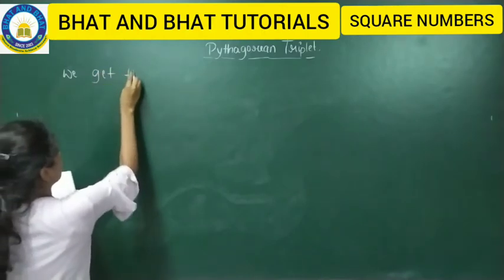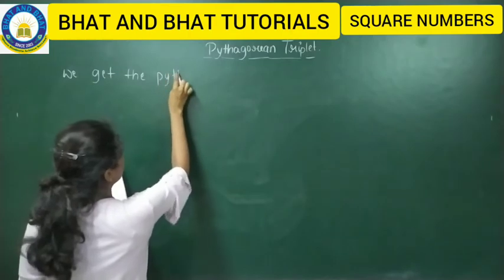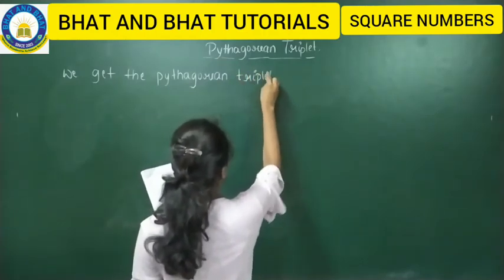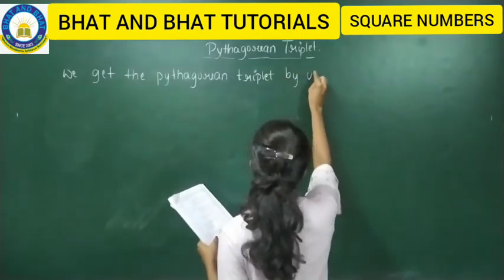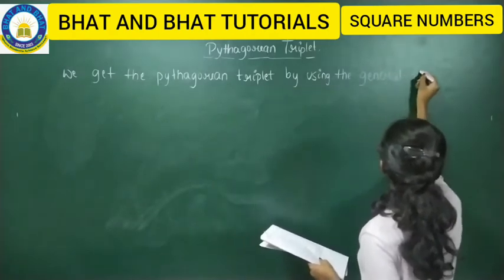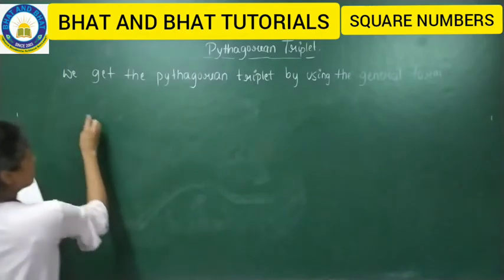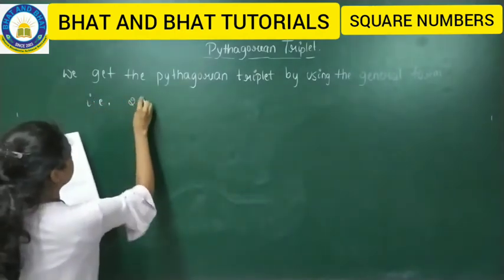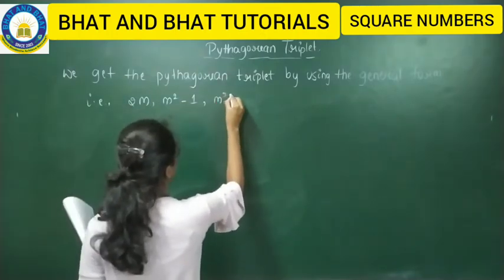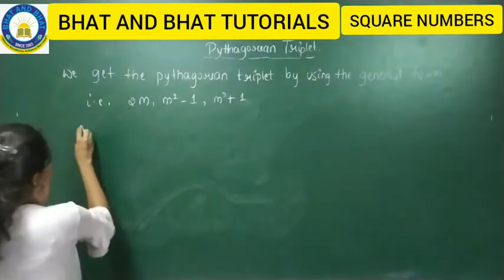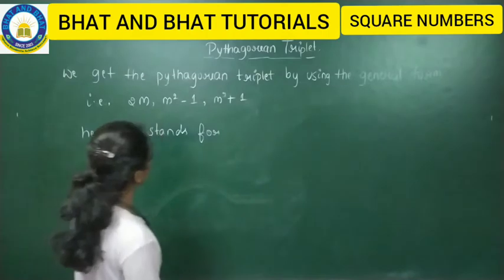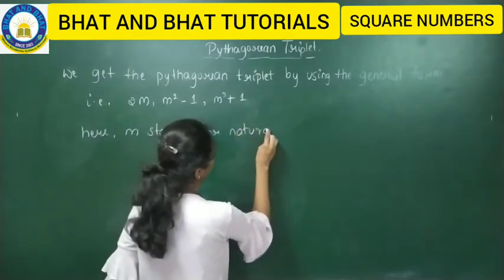by using the general form, that is 2m, m square minus 1, m square plus 1. Here m stands for natural numbers.